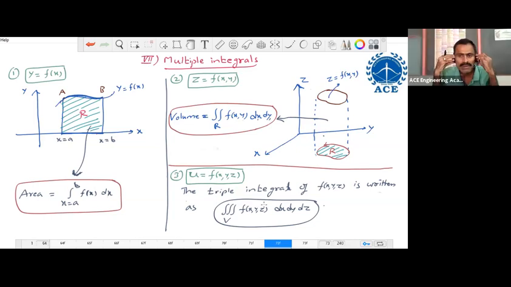Yeah. Volume you have written. That is a 3D object only. But here this double integral gives the volume of the region only.